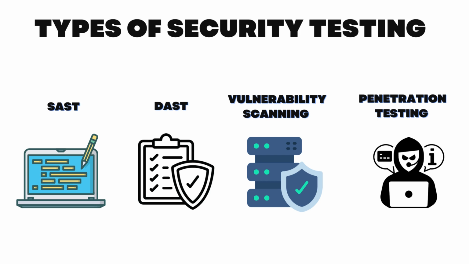But let's look at it from the security of the software. So what do we have? We have things like SAST and DAST, vulnerability scanning, penetration testing. Let's start from the first one, static application security testing, SAST. Static code analysis is a security testing technique that involves assessing the security of application code without executing it.